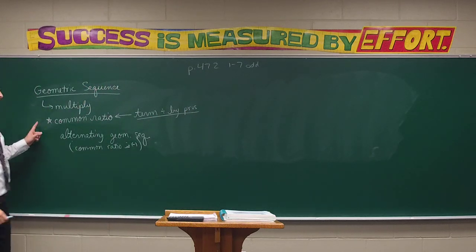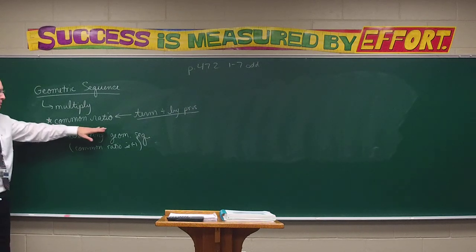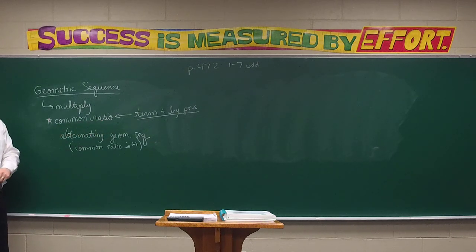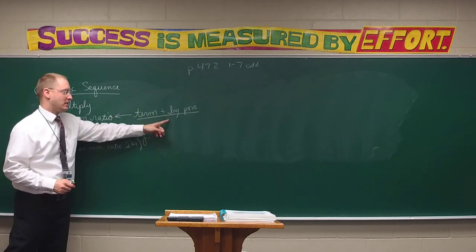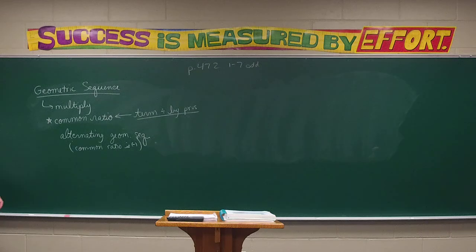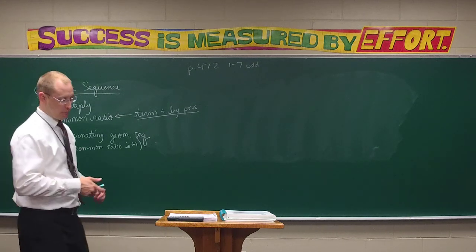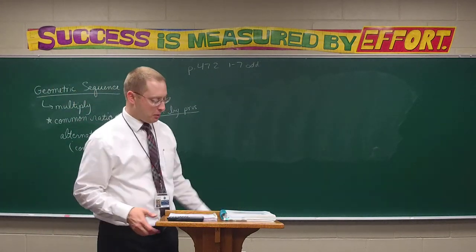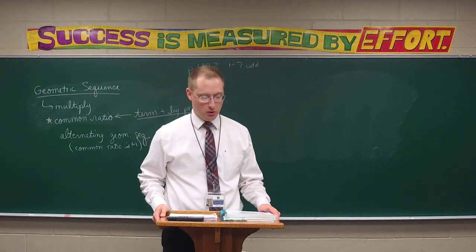By the way, I failed to mention this when I was giving you the notes, so you may want to jot this down. If you're ever struggling to figure out the common ratio, just like the common difference was term minus previous, common ratio is term divided by previous. So you're like, I can't figure out what the ratio is. Okay, take any term you want, not the first one, obviously. Divide it by the previous, and that'll give you the common ratio that you need. So on number 1, what is the common ratio?